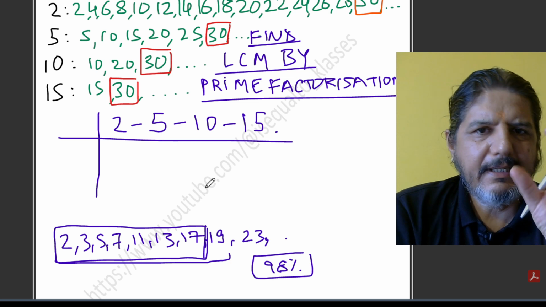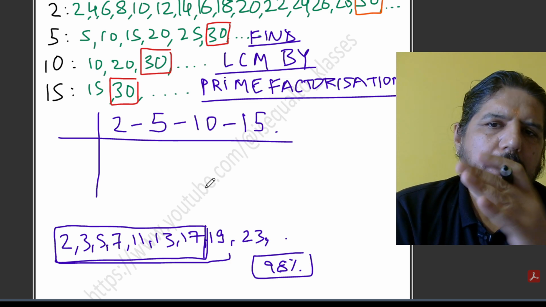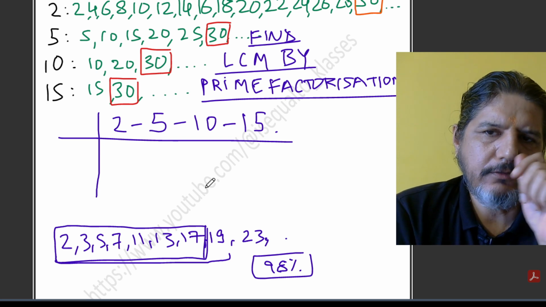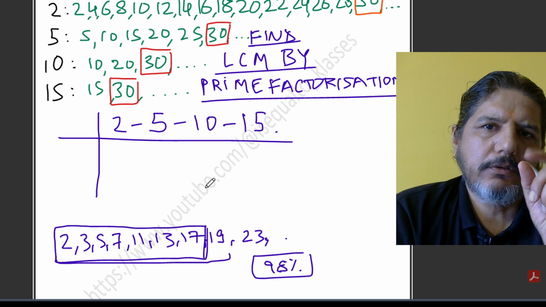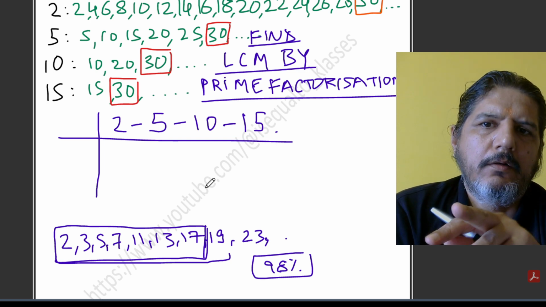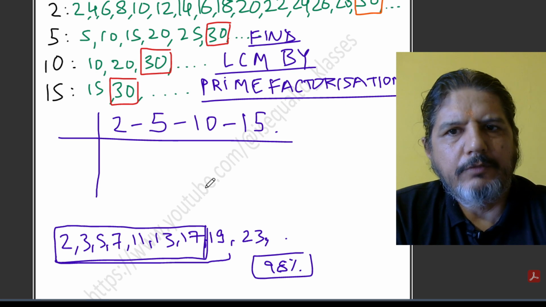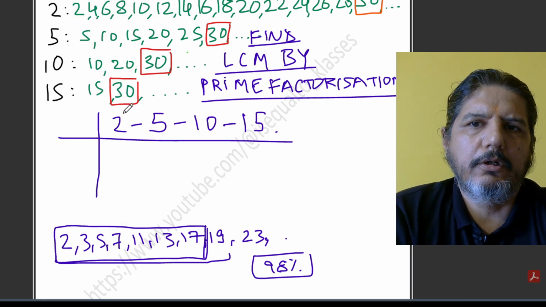So the process of finding LCM by prime factorization is you list the numbers, you separate them by dashes, and then you draw a vertical line and a horizontal line. And you try to find the first prime factor which divides two or more of the numbers. For example, the first prime number that I can see which divides two or more of the numbers is 2, and 10. So, the prime number is 2.